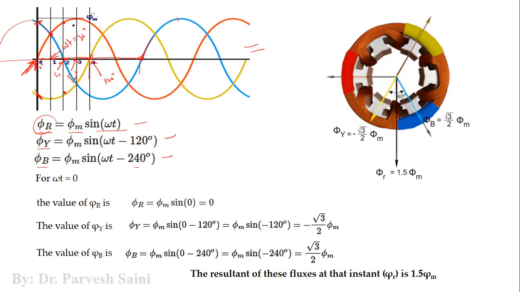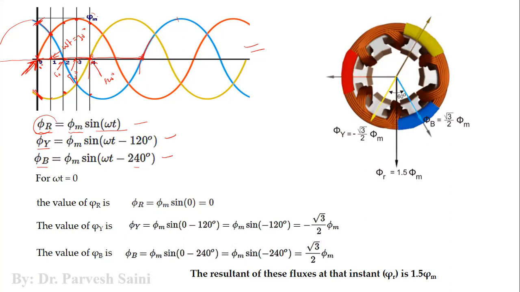Then at 90 degree, you can see red flux is maximum positive, blue and yellow flux are negative. Then at 120 degree, yellow flux is 0, red flux is positive, and blue flux is negative, right? So that means at a point of time, we have a resultant of these three fluxes. For example, at zero, the resultant would be the phasor sum of these three fluxes. Like blue flux is positive, red flux is zero, and yellow flux is negative.